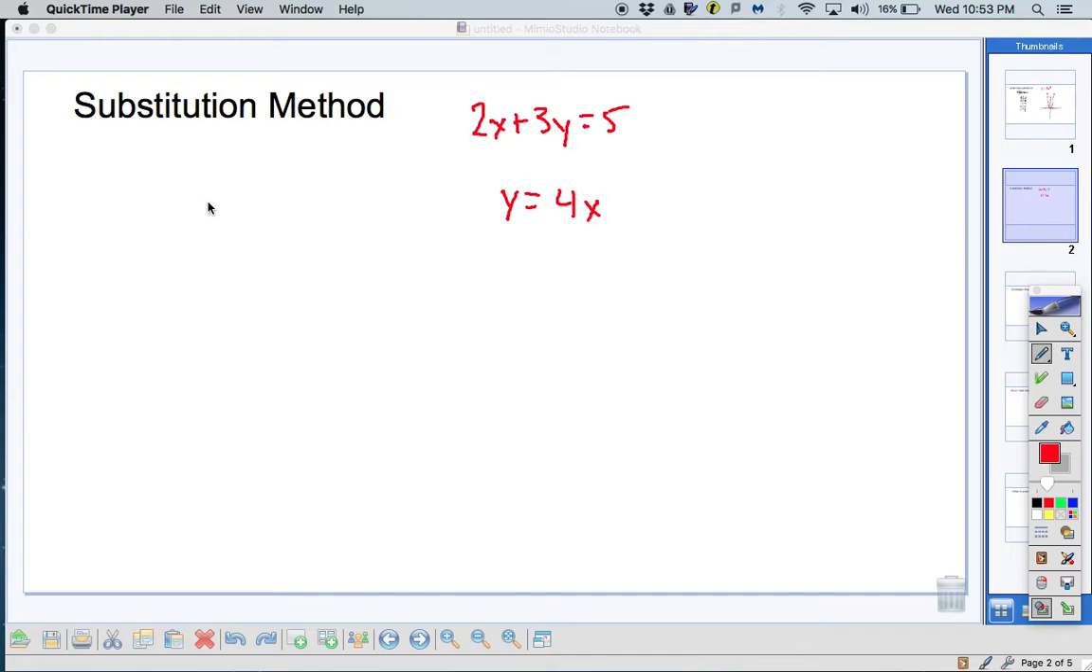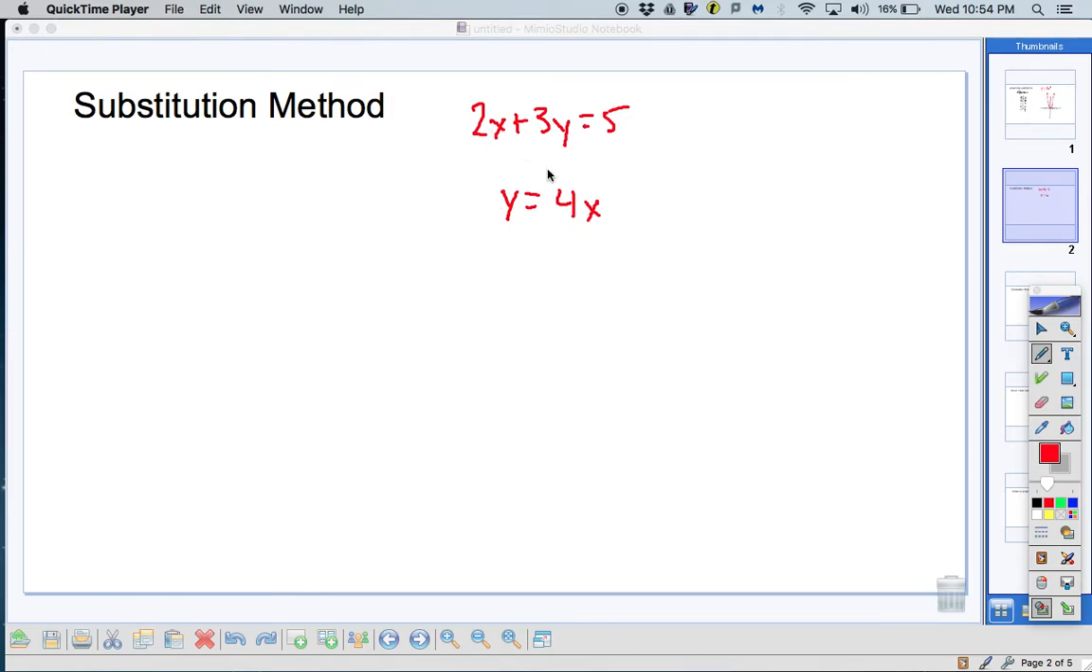Okay, this is going to be our second method of solving a linear pair. The first method is going to be solving by graphing. So our second method is going to be solving using what's called the substitution method. Substitution method means that you're going to be substituting or replacing one thing for something else.